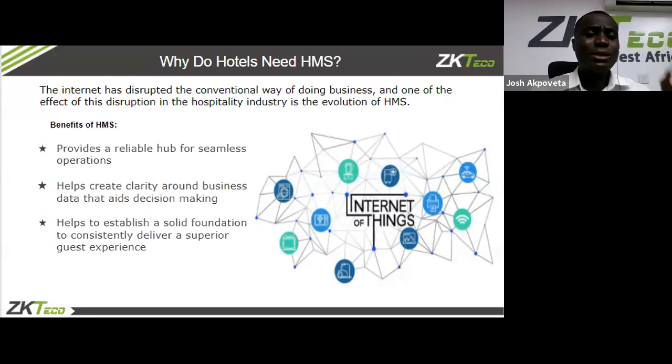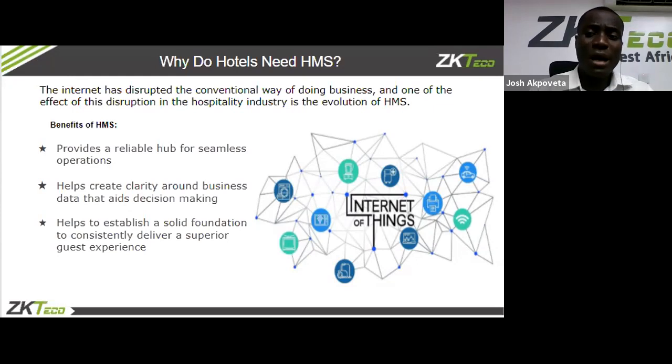But looking at the key benefits that you get by using an HMS is that it provides a reliable hub for seamless operation. It creates clarity around business data that aids decision-making. And above all, it has established a solid foundation to constantly deliver a superior guest experience.